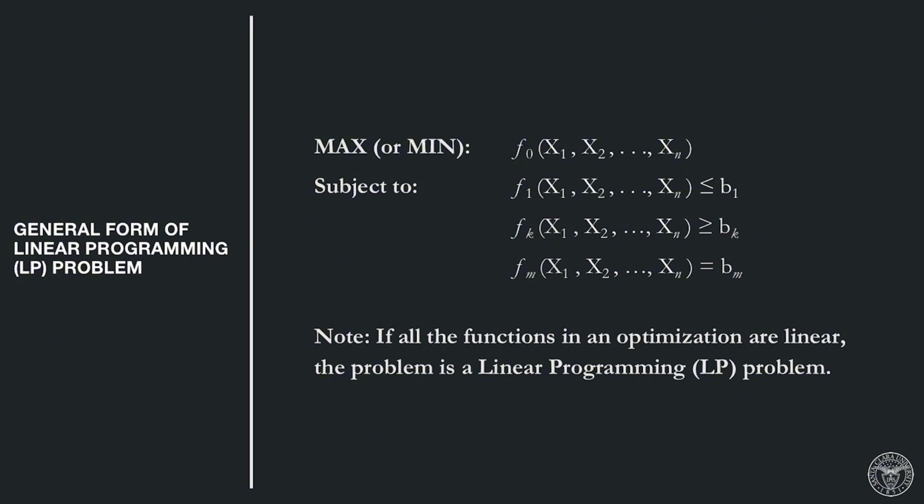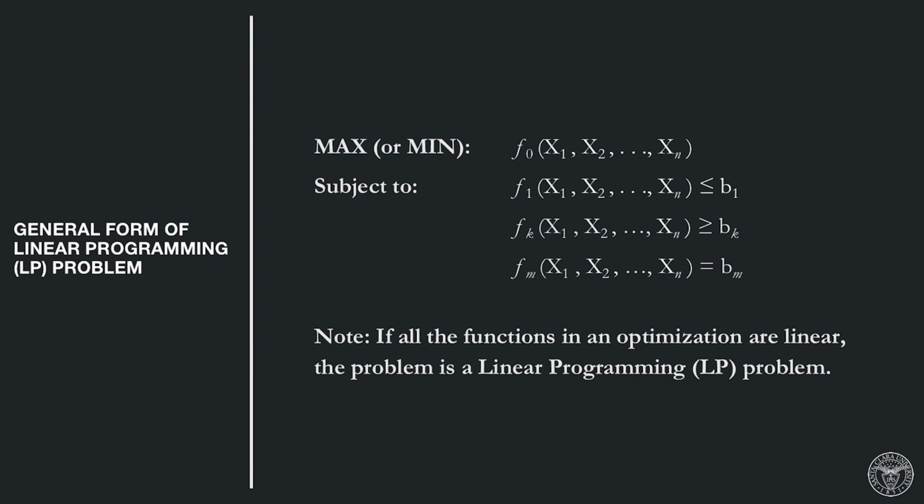We have different types of constraints. For example, we have f1 in terms of x1, x2, xn less than or equal to b1, or we have f2 in terms of x1, x2, xn larger than or equal to b2, or we have fk in terms of x1, x2, xn larger than or equal to bk, or we have fm in terms of x1, x2 less than or equal to bm, something like that. So you can have all kinds of constraints, and I just made up some of them for you.